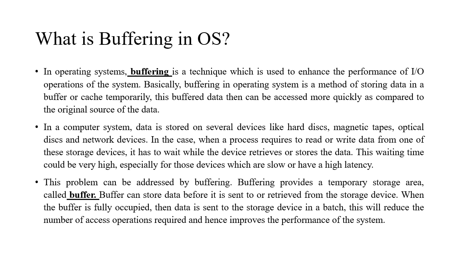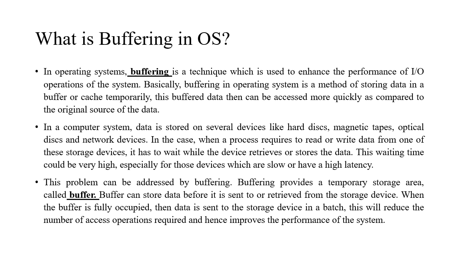To replace this, we use the buffering method. This problem can easily be addressed by buffering. Buffering provides a temporary storage called a buffer. This buffer is temporary, not permanent, and it is much faster than the actual source of data. A buffer can store data before it is sent to or retrieved from the storage device. So the buffer will store some amount of data and pass it on when the user requests it.